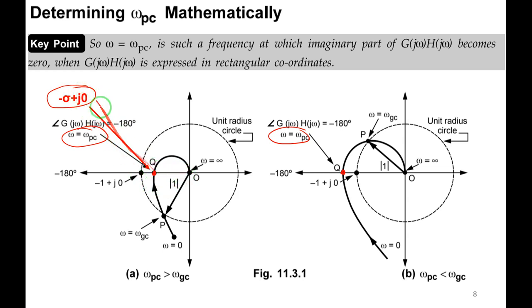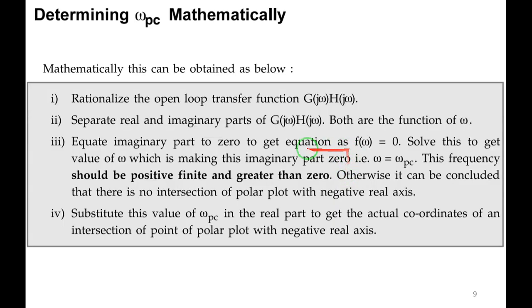Minus sigma plus j0, maybe minus 0.5 plus j0, something like that. Minus 0.6, minus 0.7, something like that. In this case, minus 1 is here, so it is greater than minus 1, meaning minus 1.5, minus 2 plus j0, minus 3 plus j0, something like that, right? So we have to calculate those coordinates also. We'll see how to calculate the frequency omega pc and the coordinate of this point Q in both the cases. So the steps are as follows. We will make use of these steps and we'll solve one problem next, right?